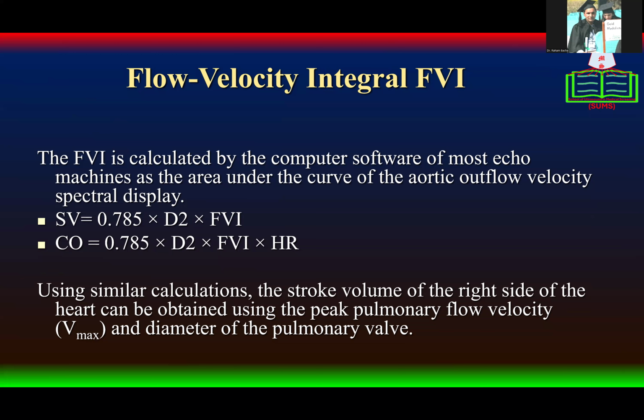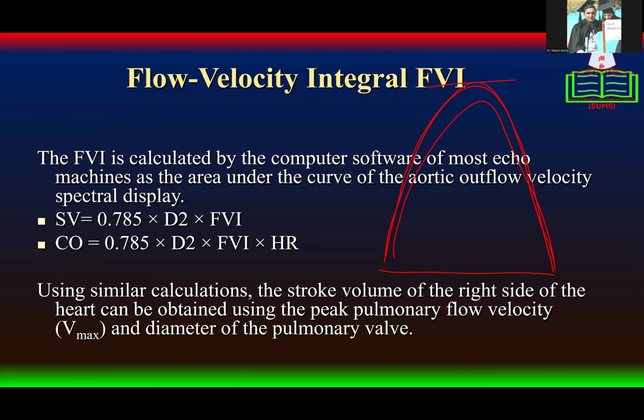If we place our sample volume at the aortic outflow, we will get such a flow. This area under the curve is the VTI, including the peak velocity as well as the time for which the blood was flowing through the aorta. So all this area under the curve actually represents the FVI or VTI, flow velocity integral.